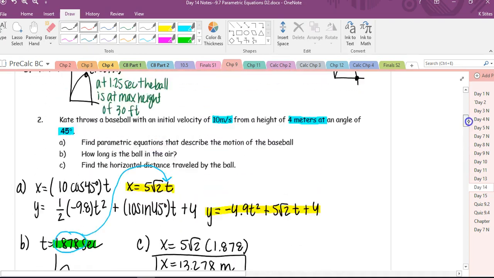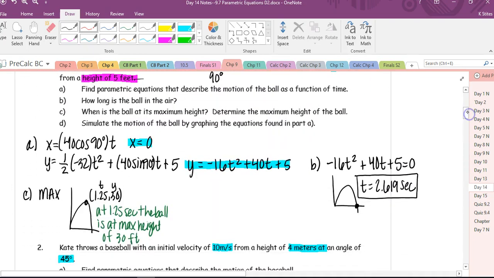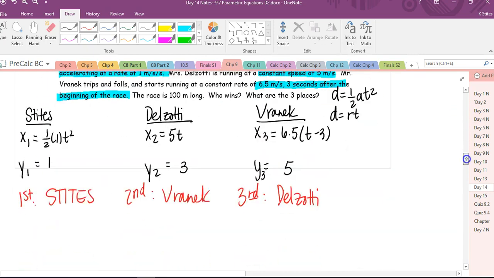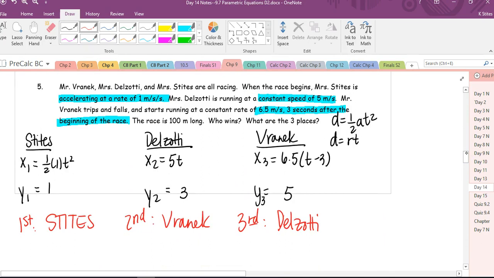The first page, this is going to be more important for your test, but I think these problems on the back are really cool, especially visually, and so that's why we spent some time doing them.